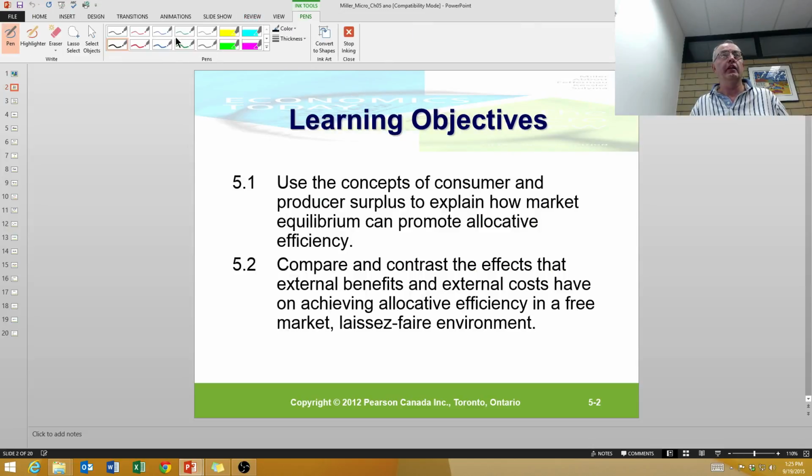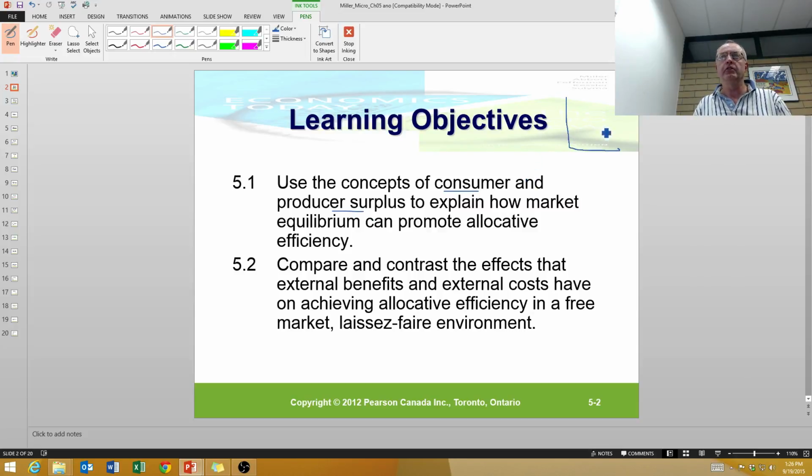So what do we look at in Chapter 5? We look at the concepts of how so-called consumer and producer surplus relate to allocative efficiency, which we were introduced to in Chapter 2.